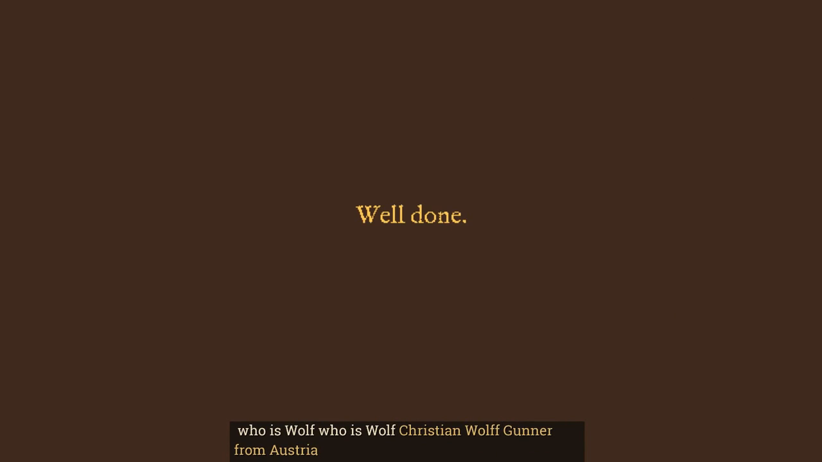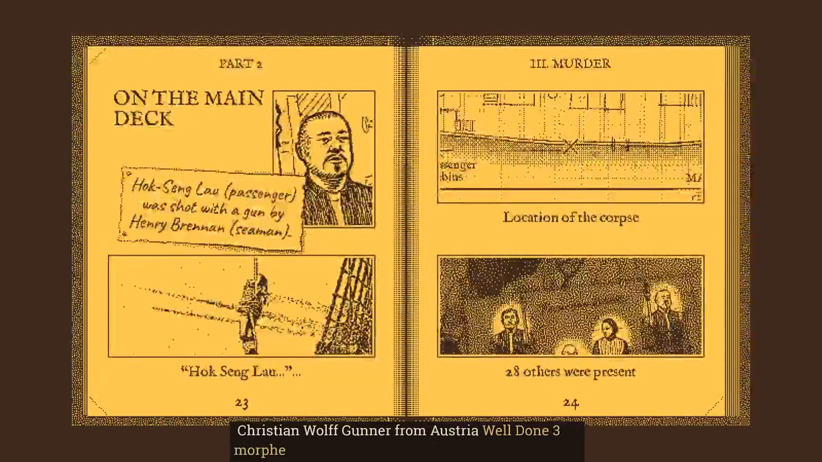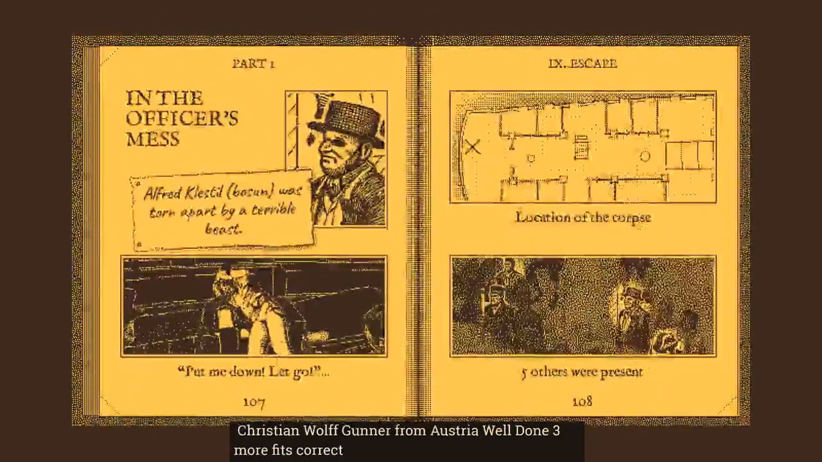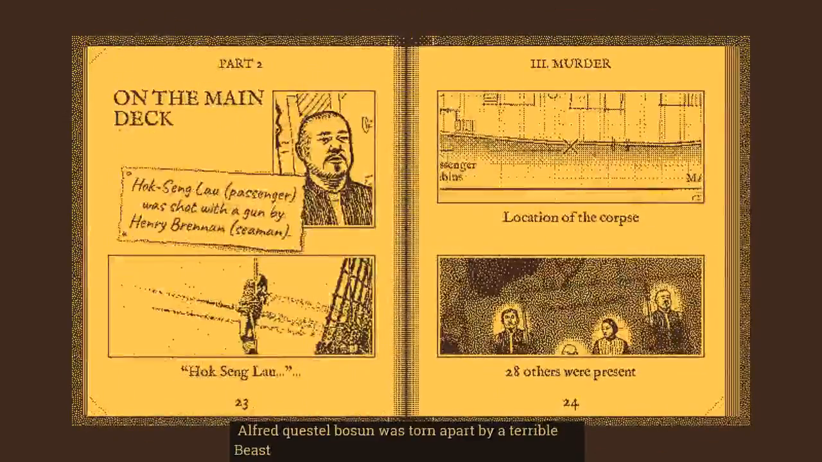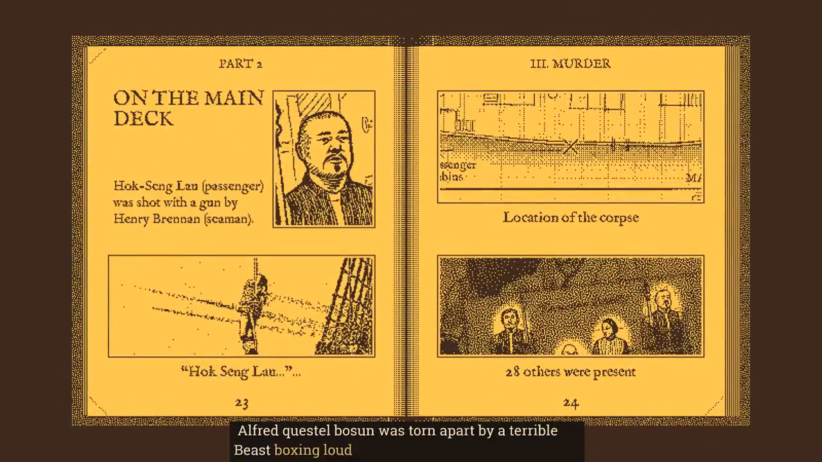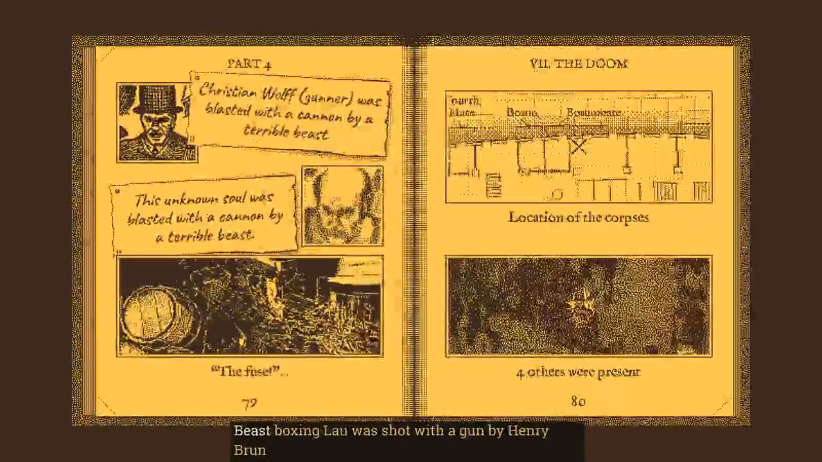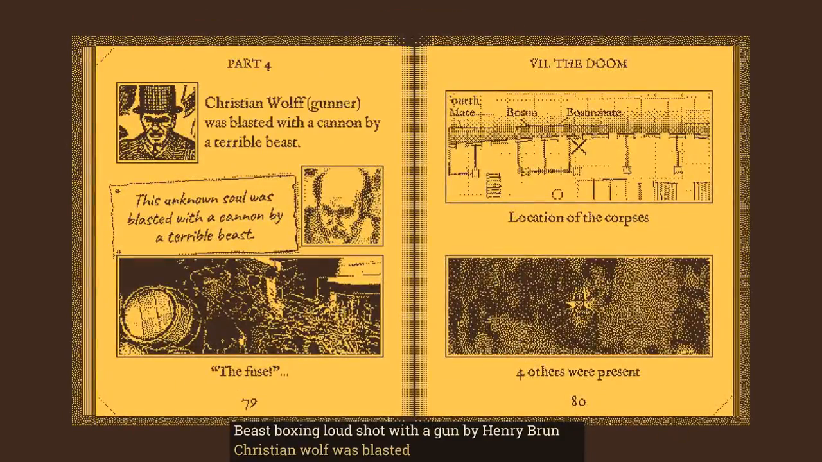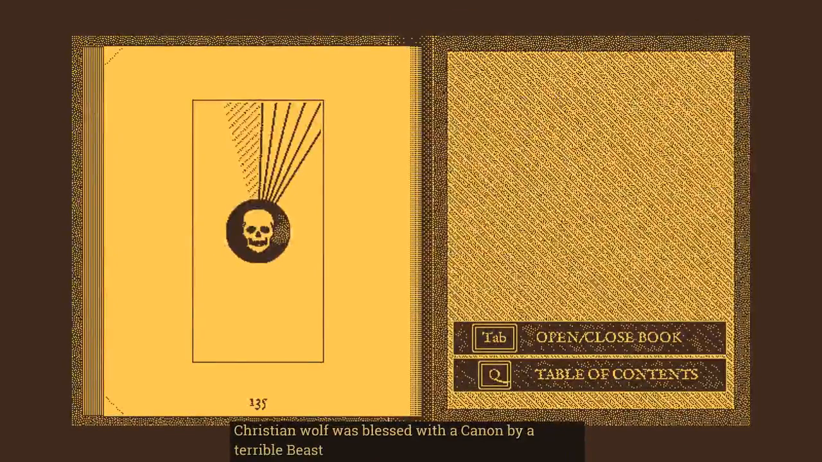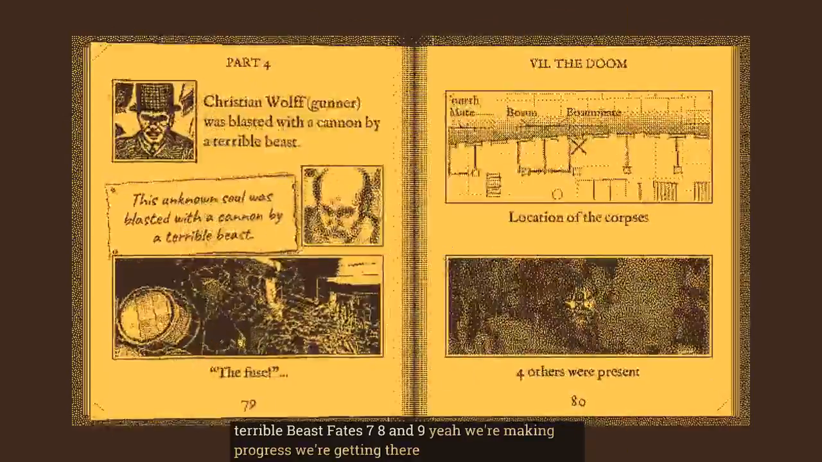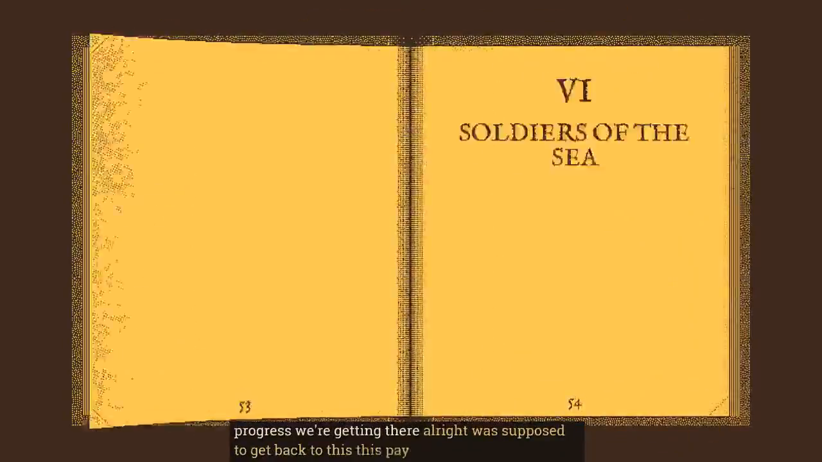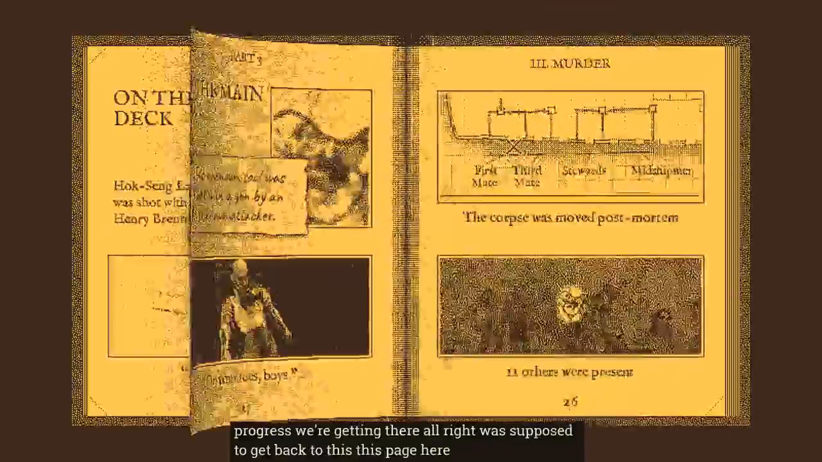Correct! Well done. 3 more fates correct. Alfred Klestel, bosun, was torn apart by a terrible beast. Hok Seng Lao was shot with a gun by Henry Brennan. Christian Wolf was blasted with a cannon by a terrible beast. Fates 7, 8, and 9. Yeah, we're making progress. We're getting there. All right, let's get back to this page here. So that's Christian Wolf.